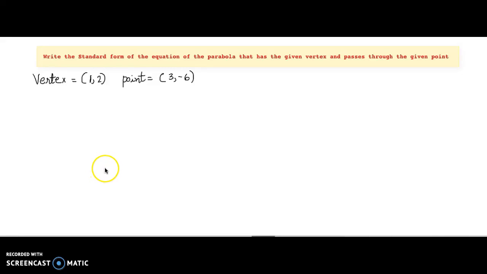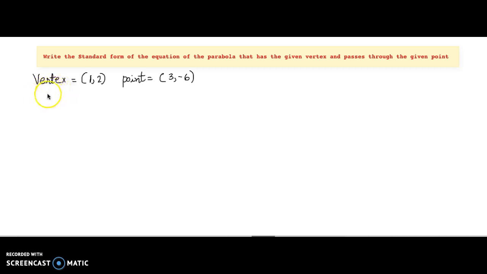Write the standard form of the equation of the parabola that has the given vertex and passes through the given point. So in this question, they will give you the vertex of the parabola and also another point that's on this parabola. Here we can't really say if this parabola is facing up or down. We don't know anything about it except that the vertex is at (1, 2), and also that the point (3, -6) is on the graph of this parabola.